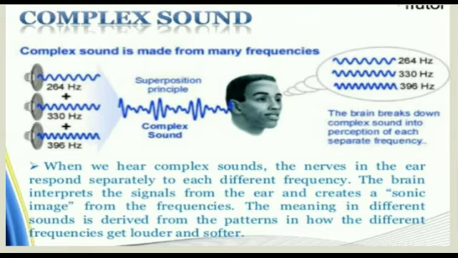When we hear a complex sound, the nerves in the ear respond separately to each different frequency. The brain interprets the signal from the ear and creates a sonic image from the frequencies. The meaning in different sounds is derived from patterns in how the different frequencies get louder and softer. So this is a complex sound, right?